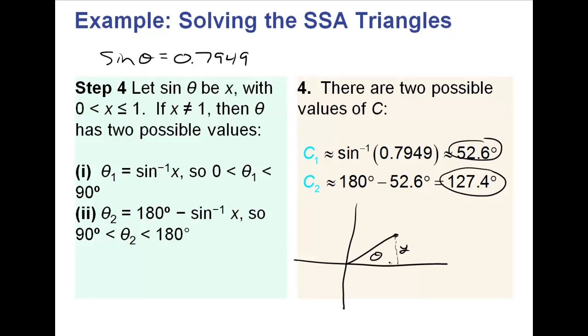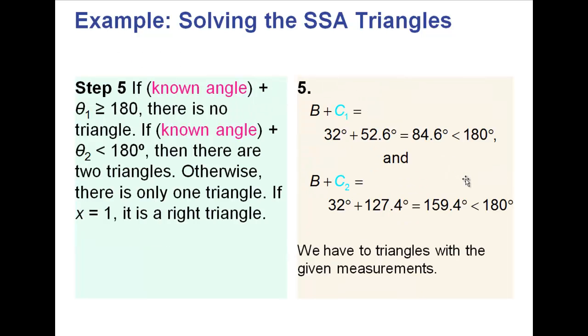But couldn't we also go 180 degrees minus this same theta, and then we know this height here is going to be the exact same height. So that's what we're doing here. We're doing 180 degrees minus that same 52.6, and therefore the sine of these two angles will give us that same height. Okay, back to our picture.